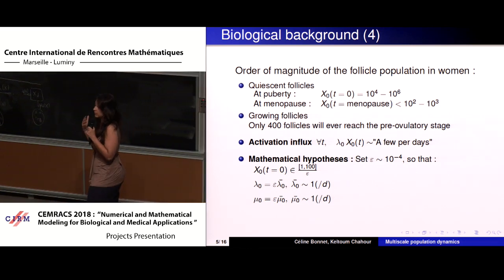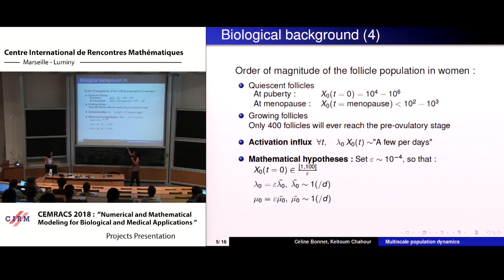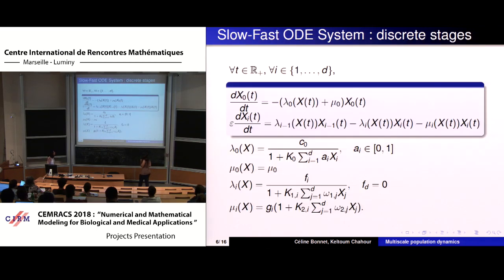So we can make the hypothesis that the two rates, the initiation rate lambda 0 and the death rate mu0 of the quiescent follicles, are of order epsilon. Thanks to this hypothesis, we can rescale and obtain a slow-fast system. The first equation describes the dynamics of the quiescent follicles.